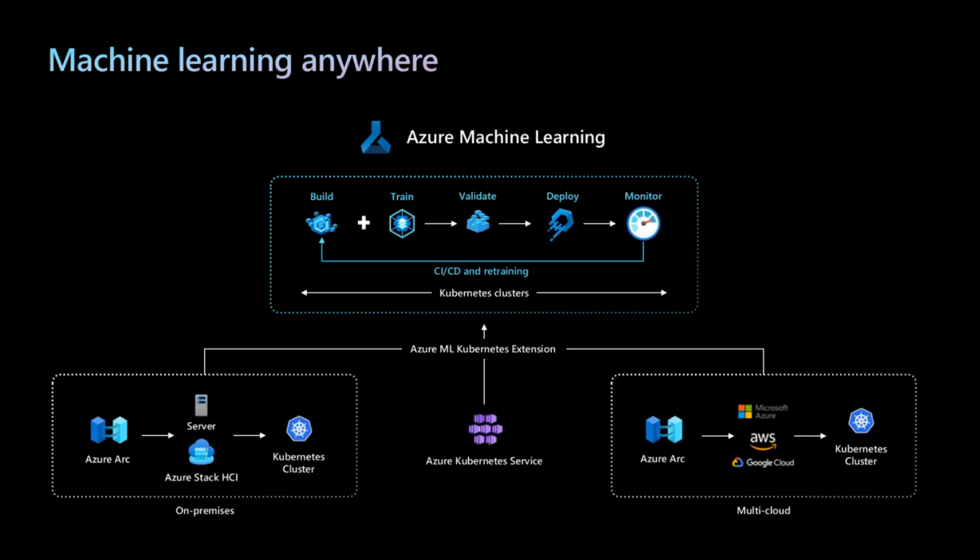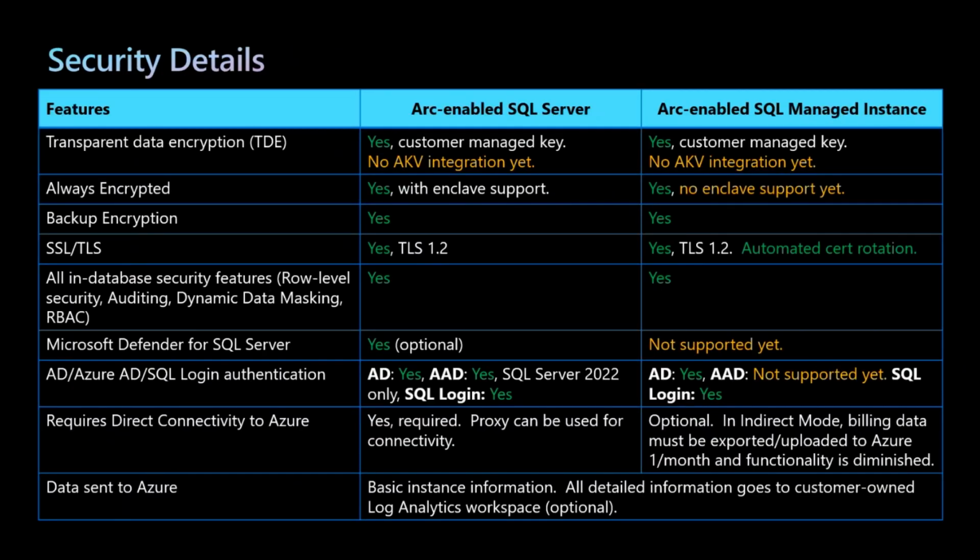Similar to what we discussed about the data services, you can even deploy Azure machine learning components on-premises on your Arc-enabled Kubernetes cluster. There are some high-level security details. I'll not go through them, it's all listed over here. But these are the security features that are available with Azure Arc-enabled SQL Server and Managed Instance.